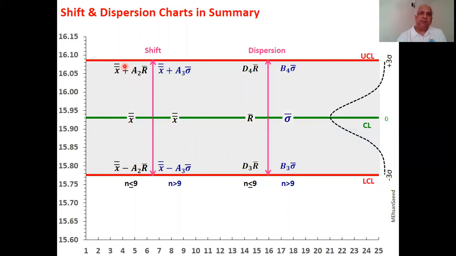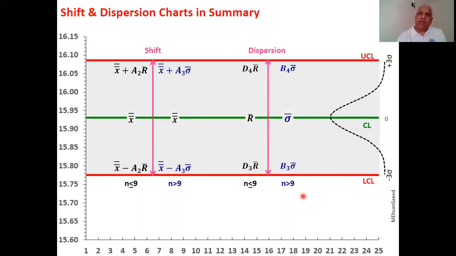What is that something? That something differs for the two charts. If the sample size is 9 or less, then the coefficient or the constant we use is A2. And if it is more than 9, the constant we use is A3. In this case, we use range bar, and in this case, we use the standard deviation bar.